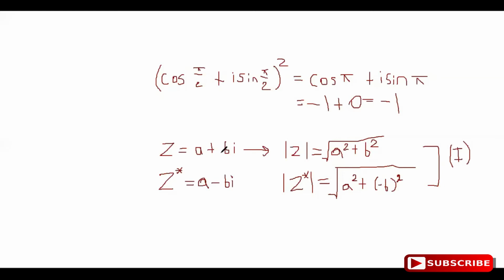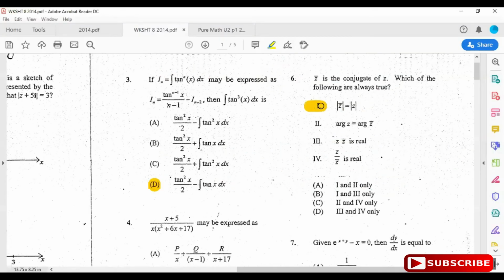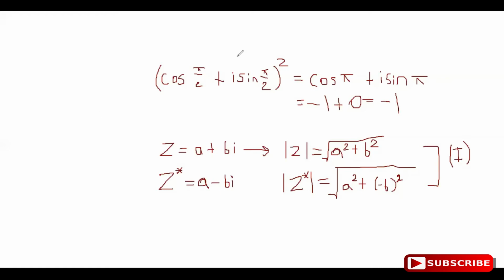You can even use actual numbers. You can call this 5 plus 3i and 5 minus 3i. So you can use actual numbers. So the first one, I, is true. Let's check the second one now. There are two ways to check it. First and foremost, I can use a diagrammatic approach where you can say, all right, this is my complex number z.